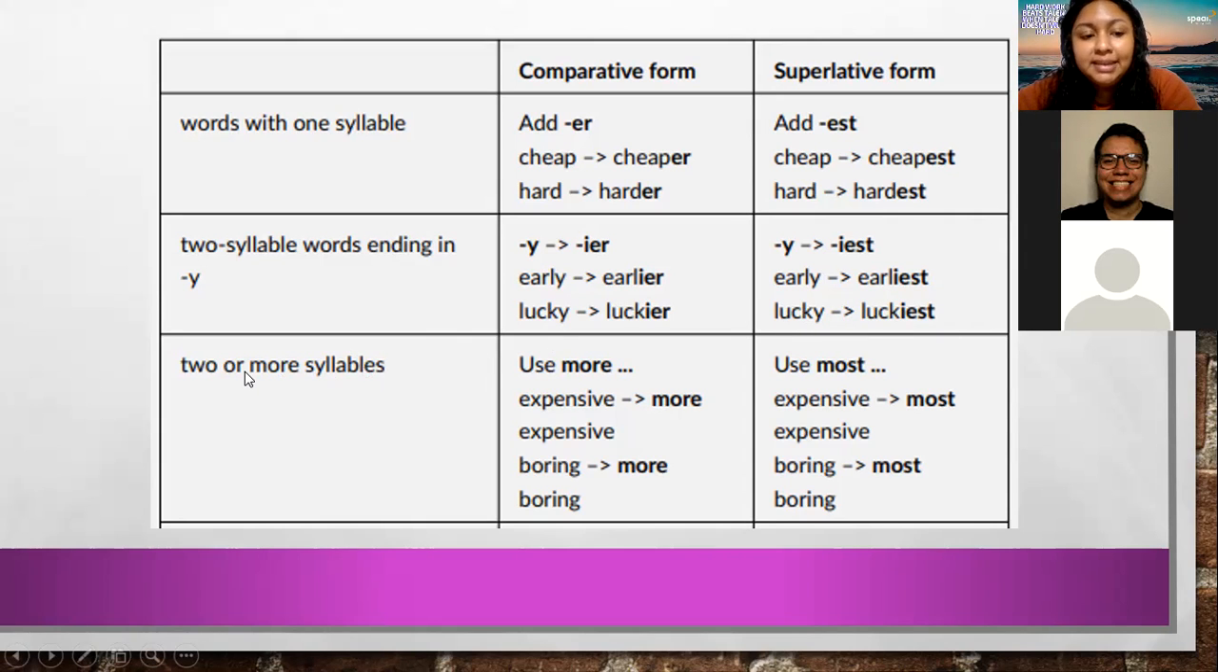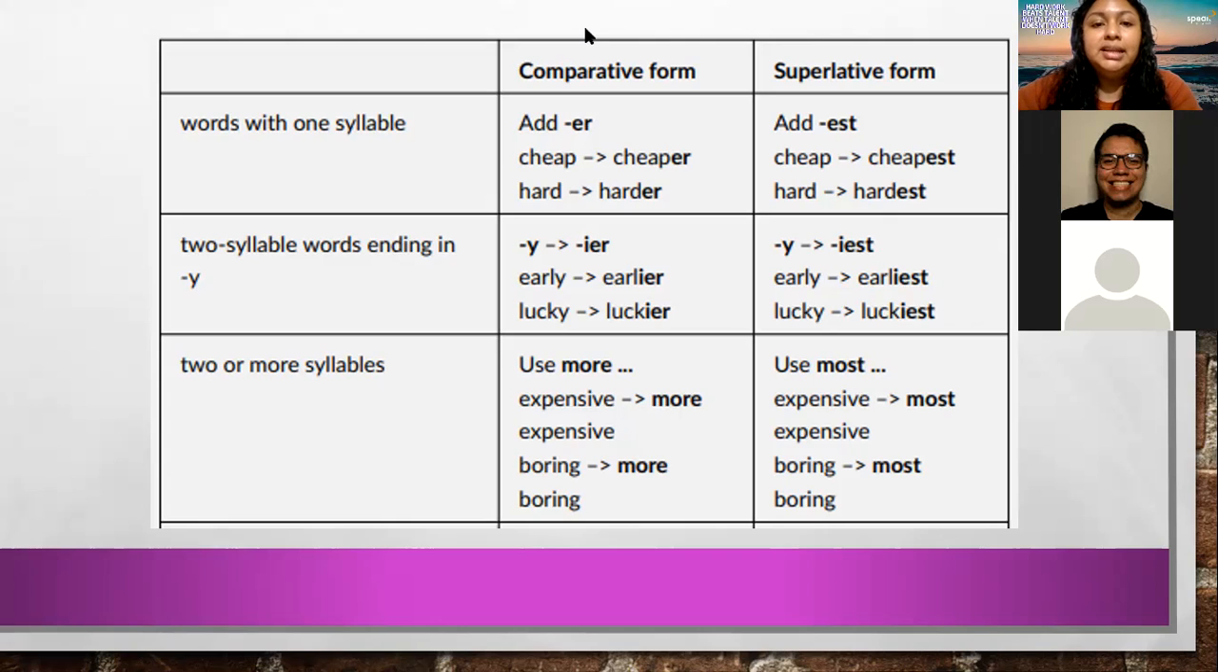All right. And then we have a third situation. Ricardo, help us with the third one. Oh, sorry, I was mute. No problem. For two or more syllables, use more, like expensive, more expensive; boring, more boring. And the superlative form is to use most. For example, expensive, most expensive, and boring, most boring.